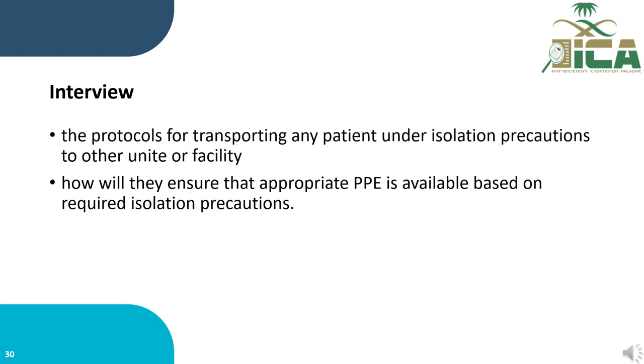For the interview, you can ask the staff randomly about the protocols to be followed before transporting any patient under isolation precaution to another department or healthcare facility. You can also ask how they ensure that the appropriate personal protective equipment is available based on the required isolation precaution. Sometimes the patient needs another investigation, like a CT scan or ultrasound, that may not be at the same hospital, so they need to transfer to another hospital. Here, it is the responsibility of the transporting unit to inform the receiving department or facility about the type of precaution and the availability of required personal protective equipment, in order to ensure the safety of the staff.